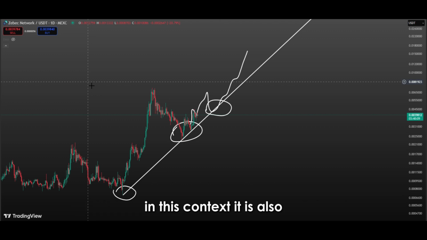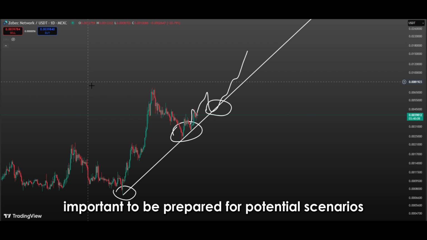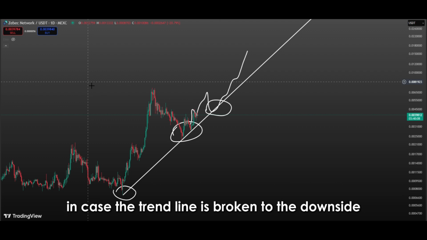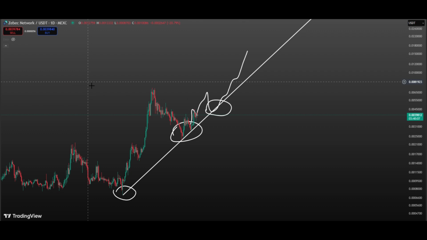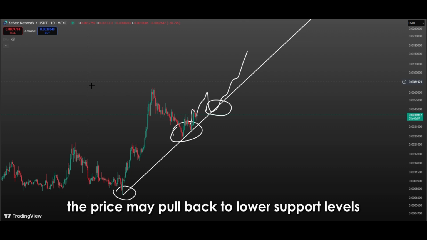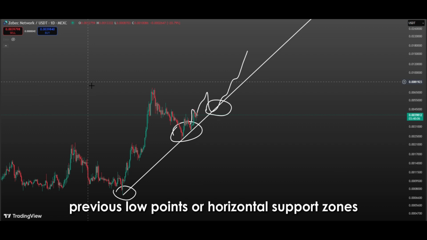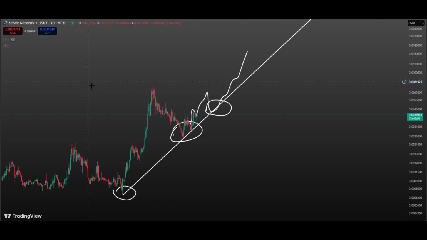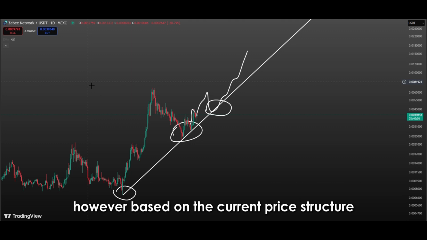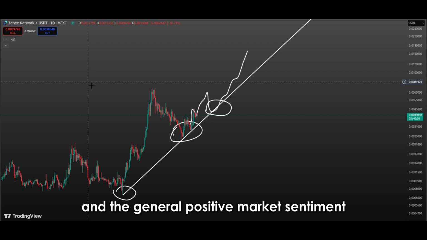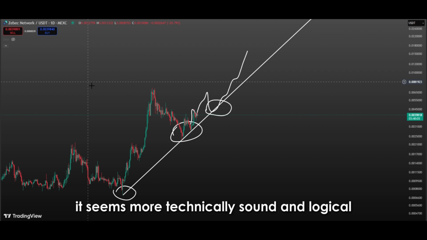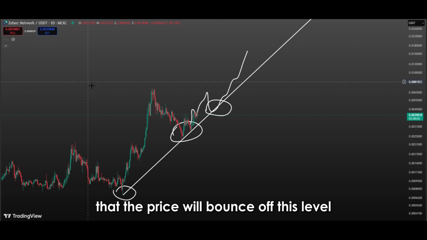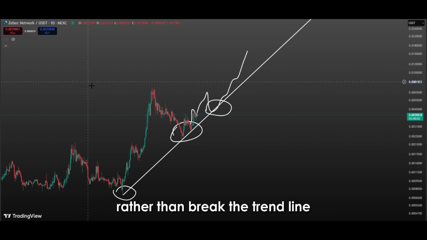In this context, it is also important to be prepared for potential scenarios in case the trend line is broken to the downside. If the trend line breaks, the price may pull back to lower support levels. In that situation, previous low points or horizontal support zones should be closely monitored. However, based on the current price structure and the general positive market sentiment, it seems more technically sound and logical that the price will bounce off this level and initiate another upward move rather than break the trend line.